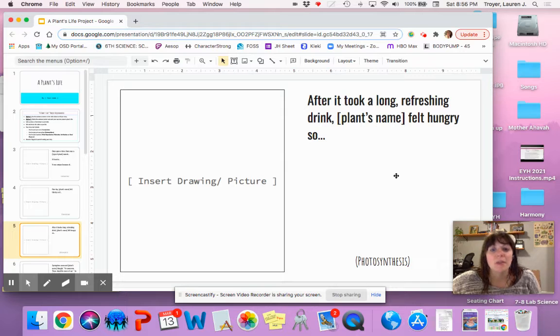After it took a long, refreshing drink, plant's name felt hungry, so plants don't eat a cheeseburger, do they? They get their energy by making it themselves through something called photosynthesis. So how does that work? They don't just slurp up sunlight. They have to take in other substances. What do plants breathe in? What do they take in? Think about that. And if you're stuck on that, look at the notebook about photosynthesis or the articles on FOSSWeb.